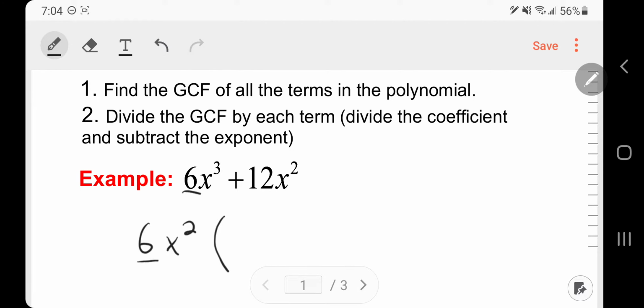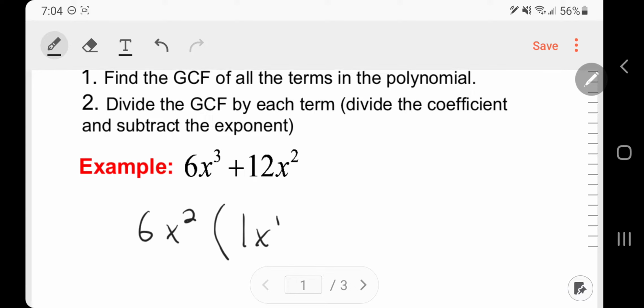So 6 divided by 6, that's going to give me 1. And then I subtract my exponents, x to the third minus x squared. That's going to give me x to the first. Okay, so that's my first term.